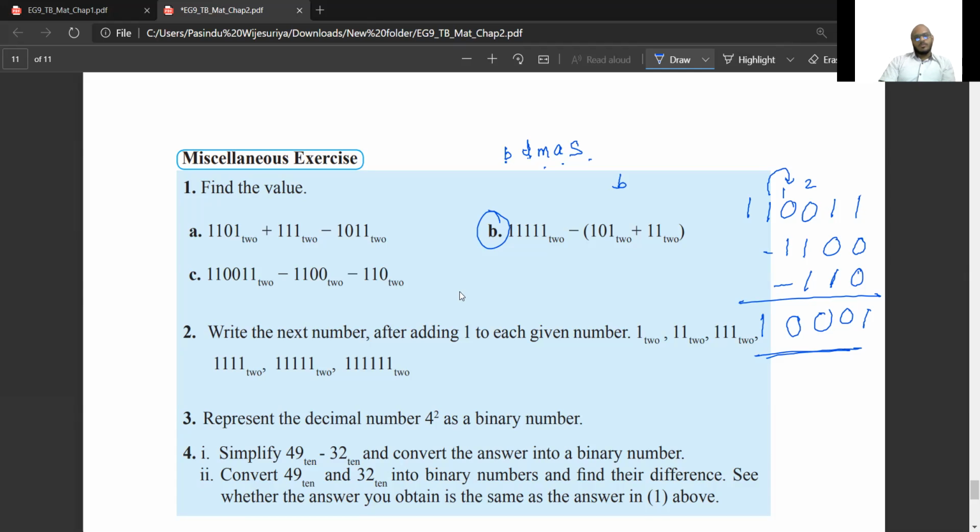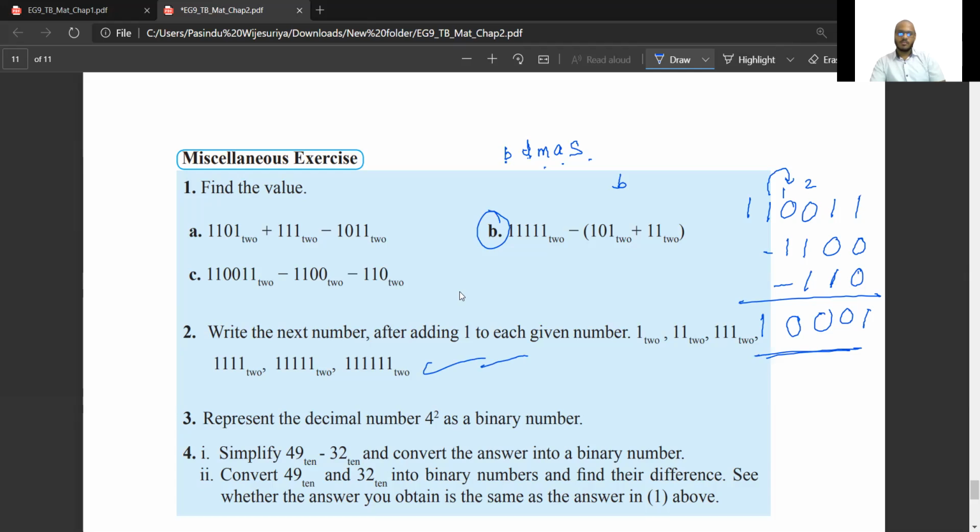So this one you should be able to know how to put this as a binary number. So after the next number, now write the next number after adding 1 to each given number. So you should be able to do. It's pretty simple to do all this. It's very easy.